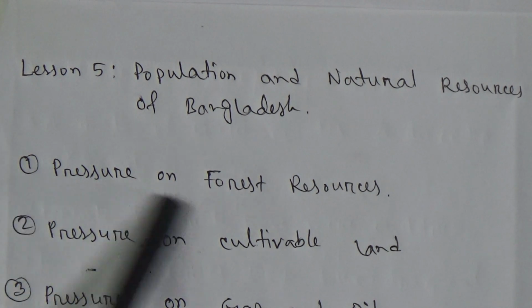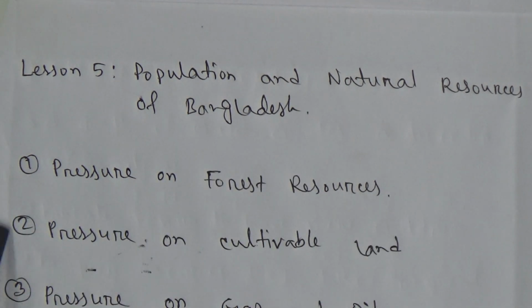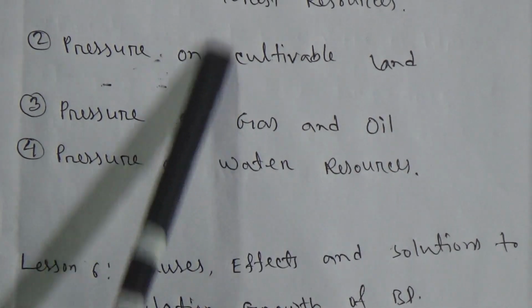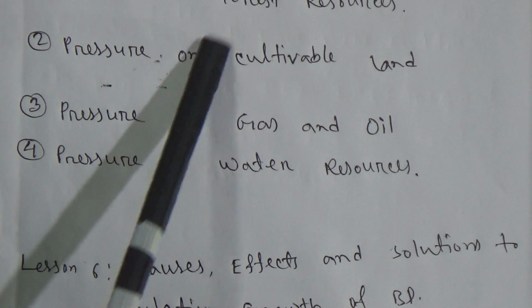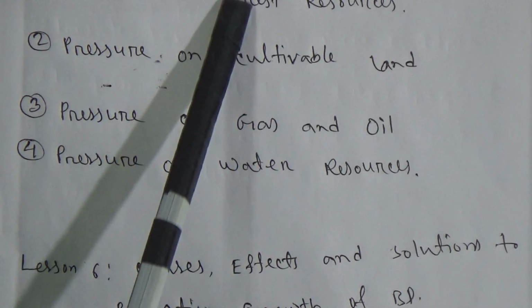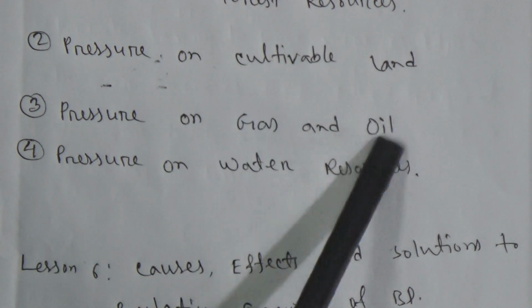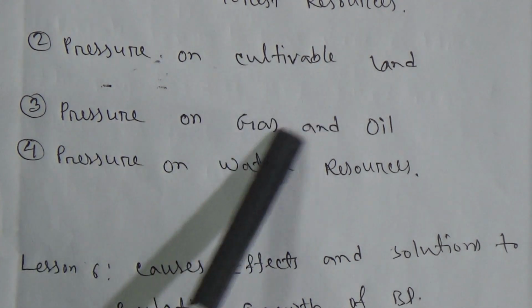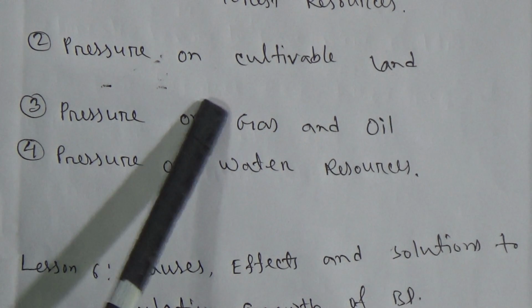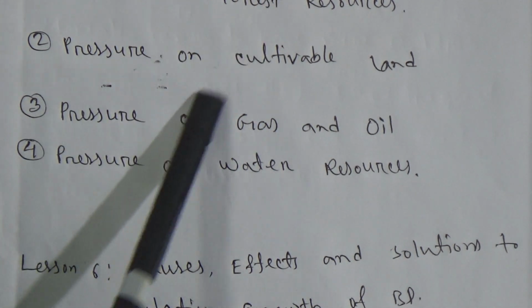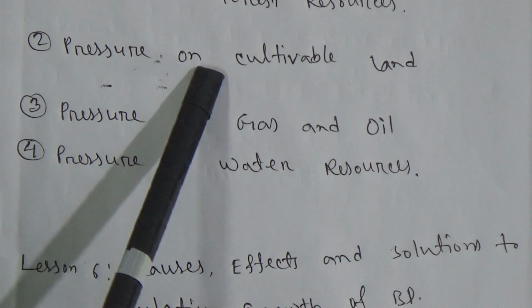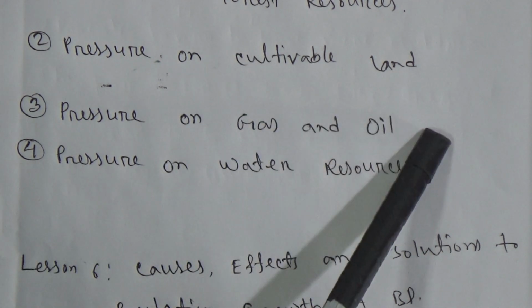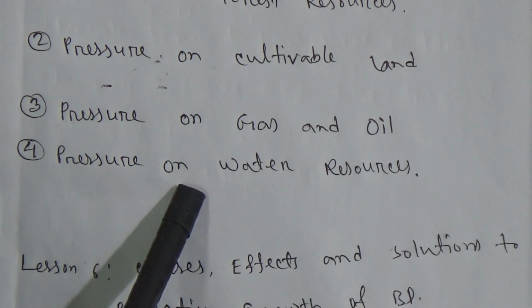The first one is pressure on forest resources, the second is pressure on cultivable land, the third is pressure on gas and oil, and the fourth is pressure on water resources. We will see this when we have a small country and a larger population. Then we use the forest mostly, we use the cultivable land to live in and to make houses, we use gas and oil to survive, and we use the water resources to survive.